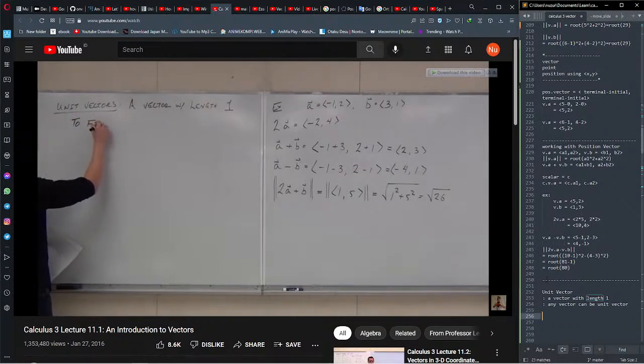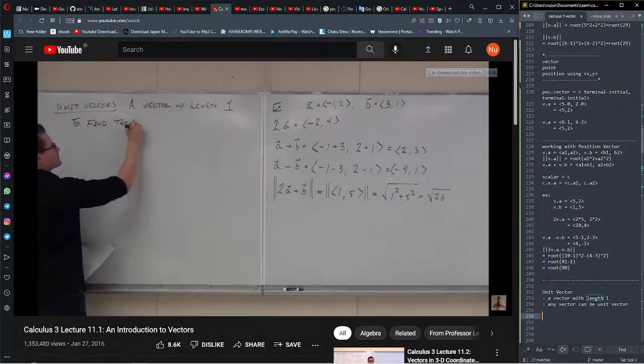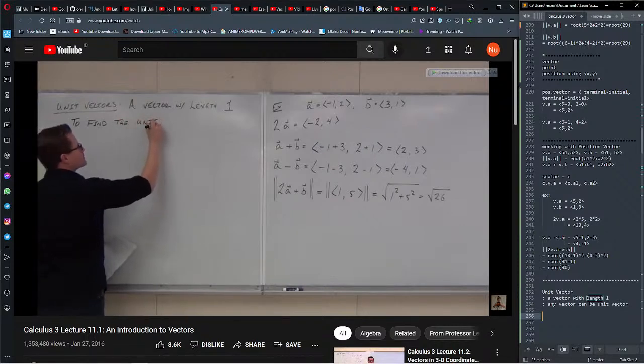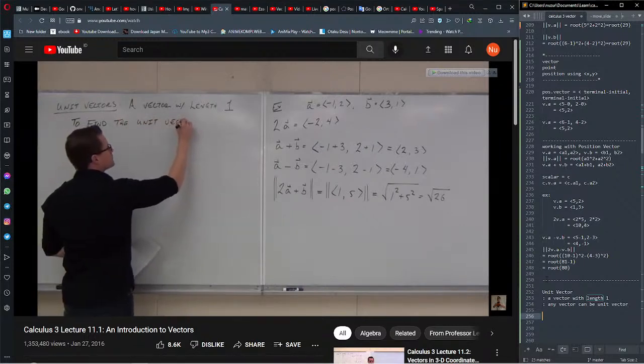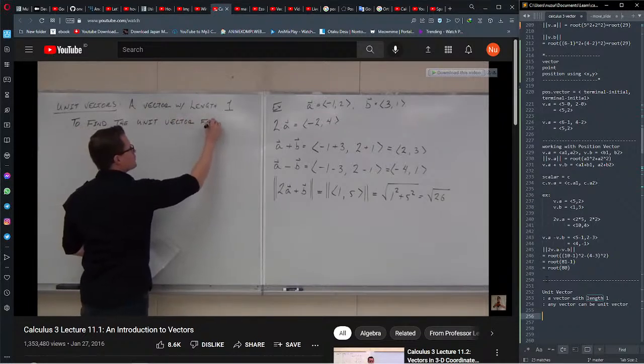To find the unit vector from any position vector.